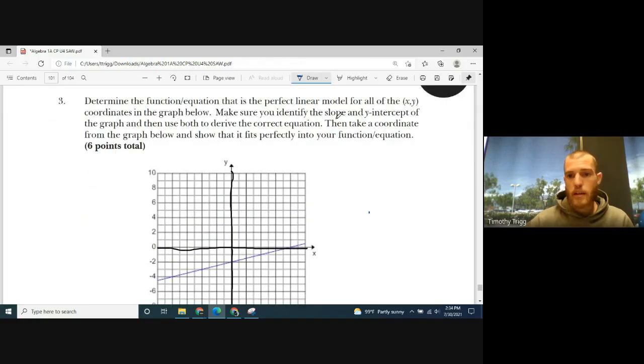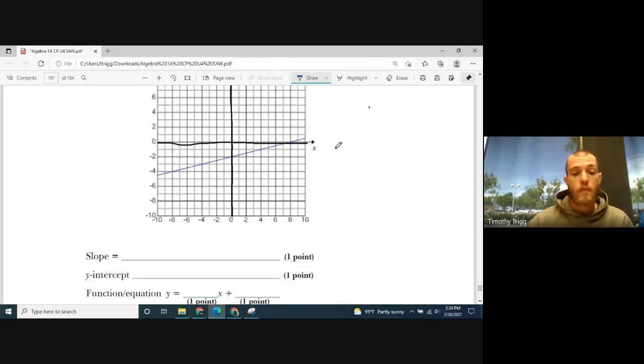Make sure to identify the slope and the y-intercept of the graph, then use both to derive the correct equation, then write a coordinate from the graph below and show that it fits perfectly into your function/equation. Okay, so first let's find our slope and y-intercept.